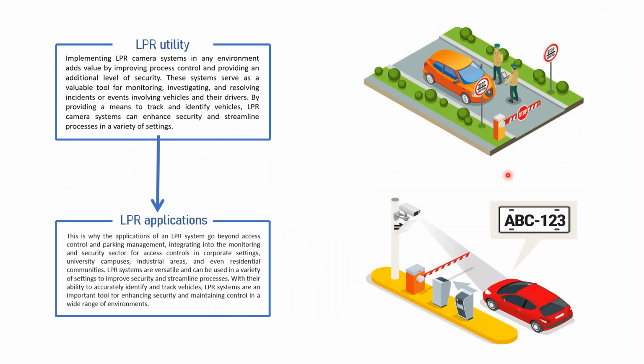The LPR utility. Implementing LPR camera systems in any environment has value by improving process control and providing an additional level of security. These systems serve as a valuable tool for monitoring, investigating, and resolving incidents or events involving vehicles and their drivers. By providing a means to track and identify vehicles, LPR camera systems can enhance security and streamline processes in a variety of settings.